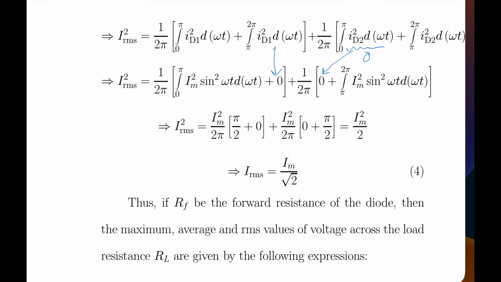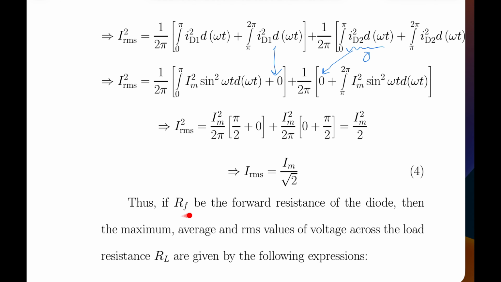Clear? So the first part, when integrated over this period, gives you Im square by 2 pi into pi by 2. And this part gives you also Im square by 2 pi into 0 plus pi by 2. If you take the sum, this gives you Im square by 2. So IRMS is equal to Im by root over 2.